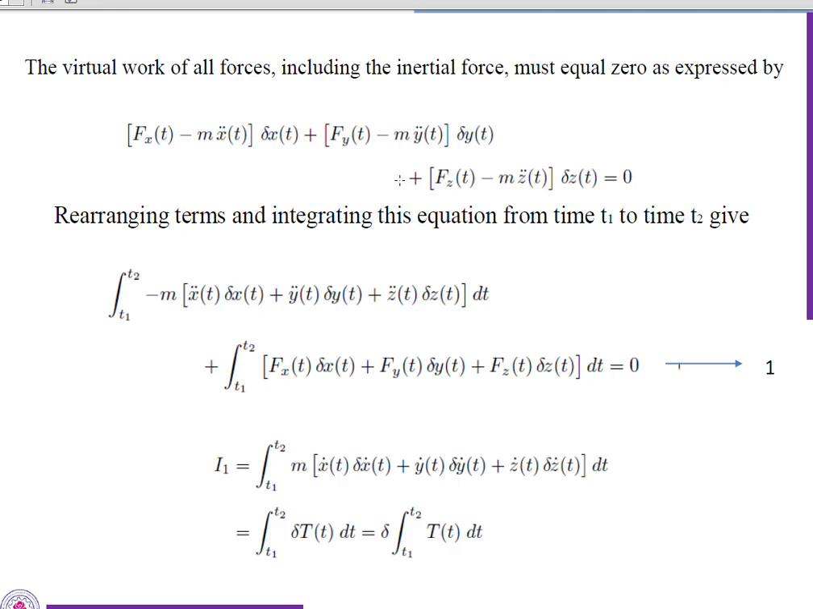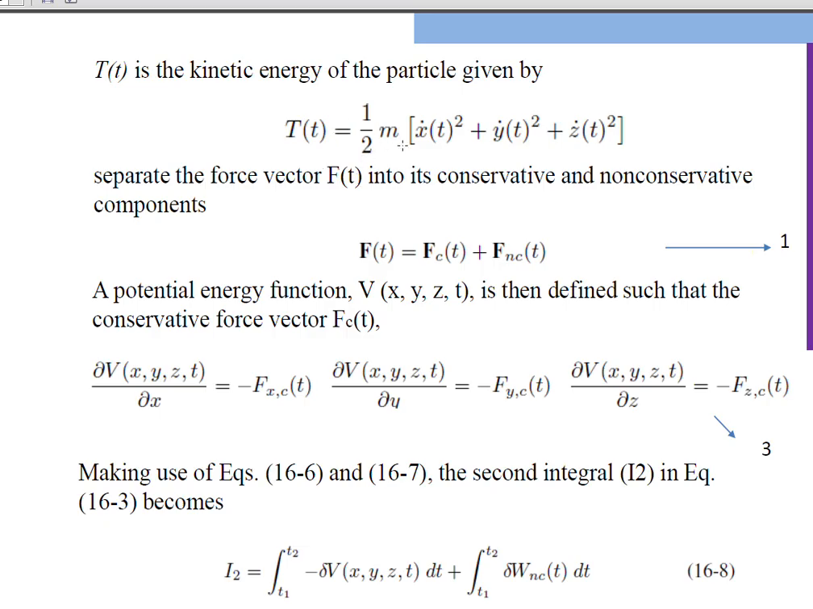If you see this equation here, if you integrate this equation, the first term with respect to t1 and t2, we can get the equation like this. T of t is equal to half of m into velocity square. Velocities in three directions: we can see the velocity in the x direction, y direction and z direction. The sum of these velocities squared into half into m gives the kinetic energy.